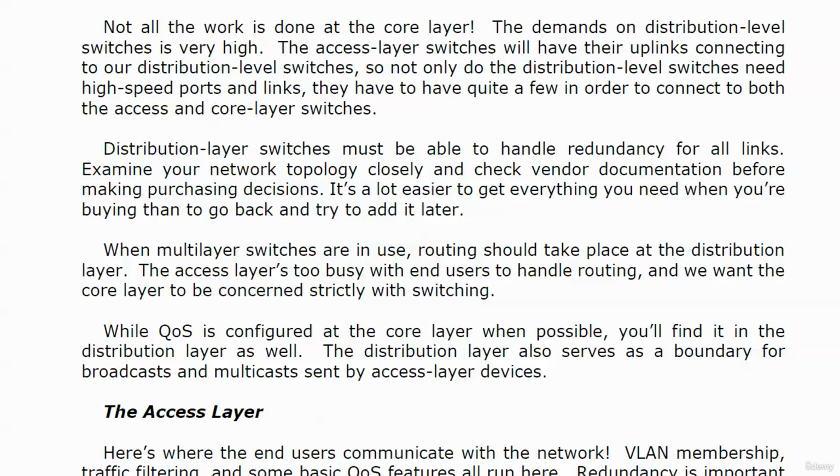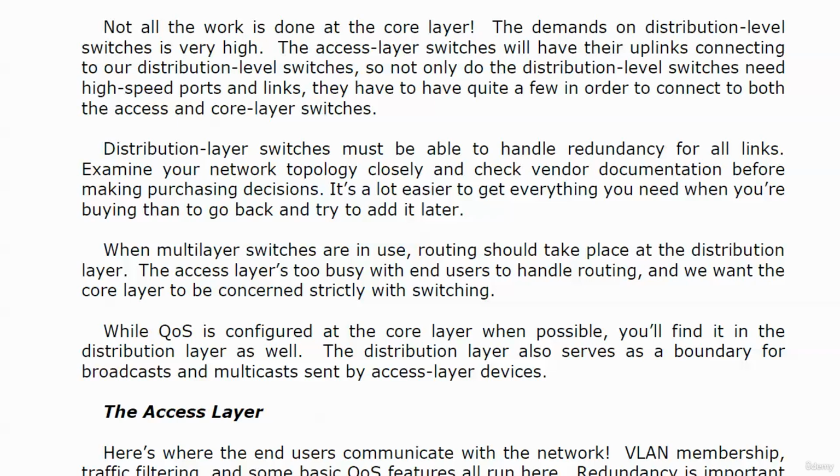Now as for that distribution layer, not all the work is being done at the core layer. The demands on our distribution level switches is going to be high because the access layer switches will have their uplinks connecting to our distribution level switches. And so not only do the distribution level switches need high-speed ports and links, they have to have a lot of them to connect to both the access and core layer switches. The distribution layer, being the middleman, is going to be talking to switches in both layers. Again, the distribution layer switches have to be able to handle redundancy for all the links.